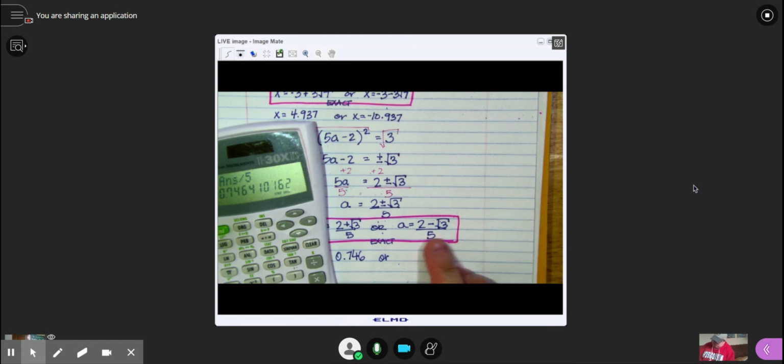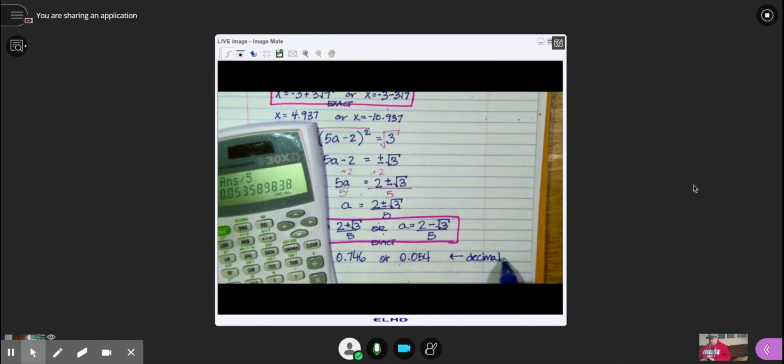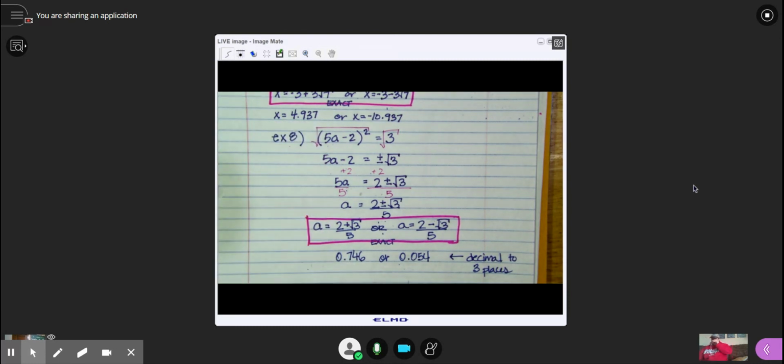Then I would do the second option, which is 2 minus the square root of 3. Find out what that is, then divide by 5, to get about 0.054. Those are your decimal approximations to 3 places.